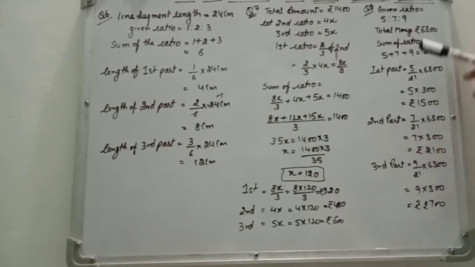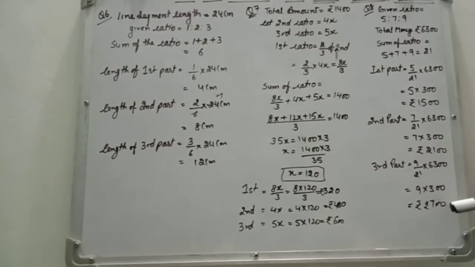Second part: second ratio 7 divided by the sum 21, multiplied by the total money 6300. So 7 multiplied by 300 is 2100. Same for the third part. Now add your answers to check whether they are correct or not. 1500 plus 2100 plus 2700 is equal to 6300. So it means our answer is correct.